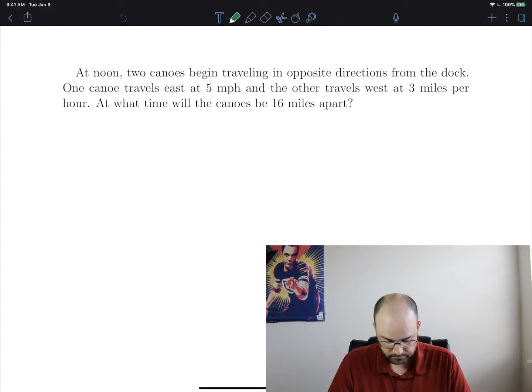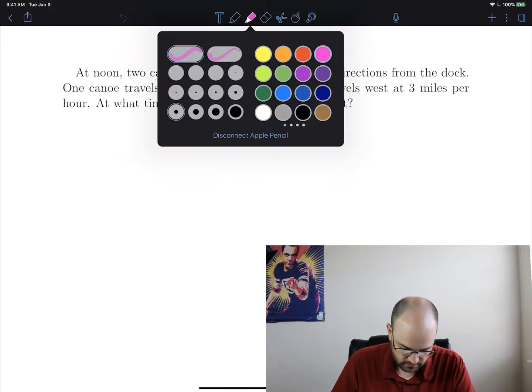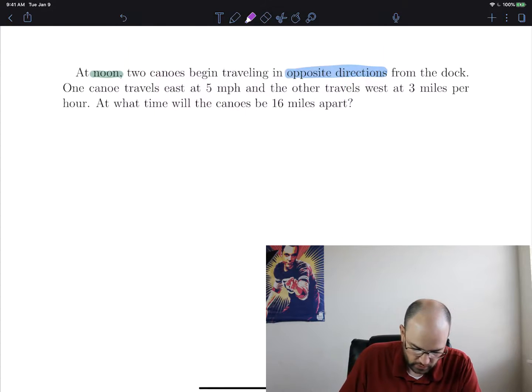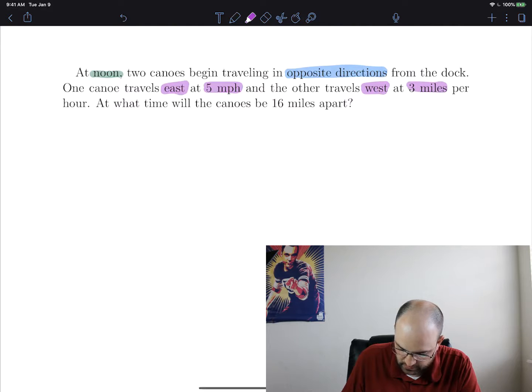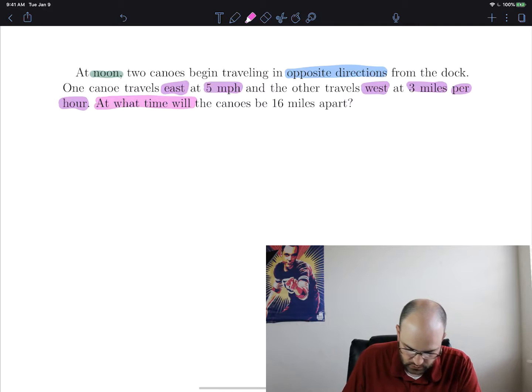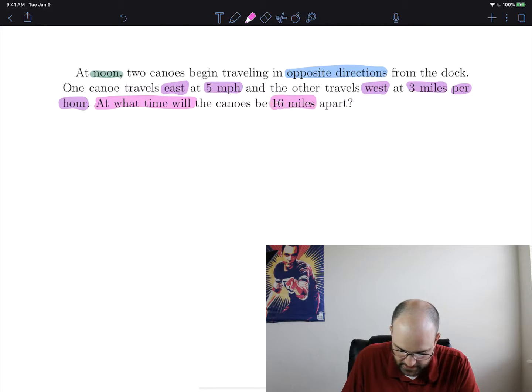Okay, so in this example, first of all, we've read this once. Let's read it again. At noon, two canoes began traveling in opposite directions from the dock. One canoe travels east at 5 miles per hour, and the other travels west at 3 miles per hour. And the question that we want to answer is, at what time will the canoes be 16 miles apart?